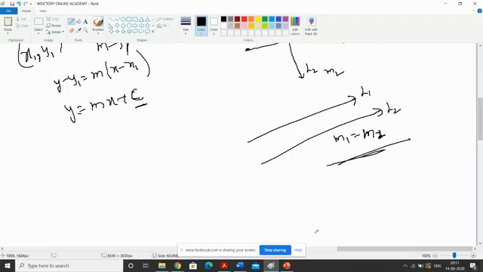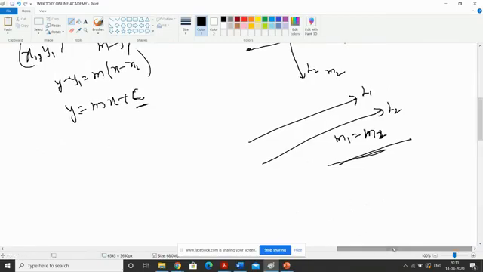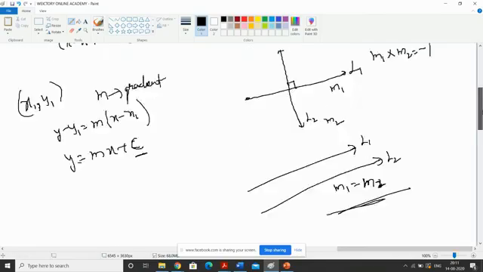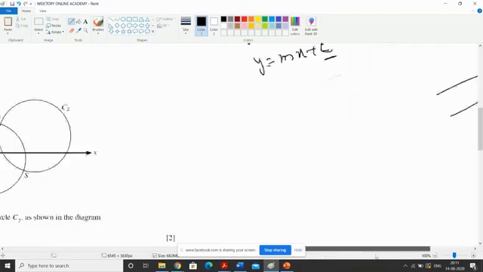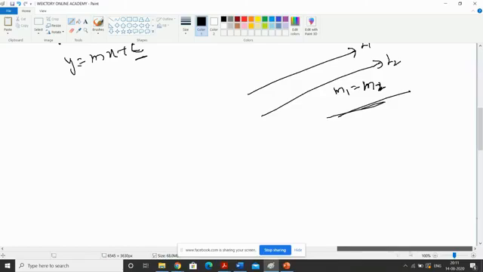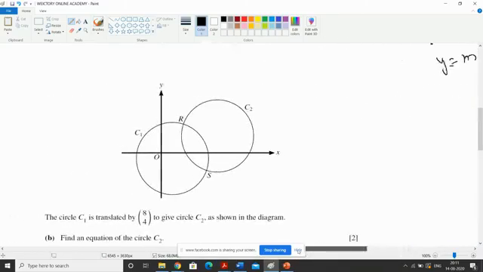Let's solve some questions. Let's solve some past paper questions involving coordinate geometry. The questions I'll be solving today all are from March 2020 paper and May 2020 paper. So let's quickly see those questions.